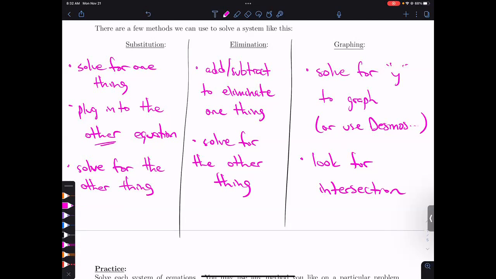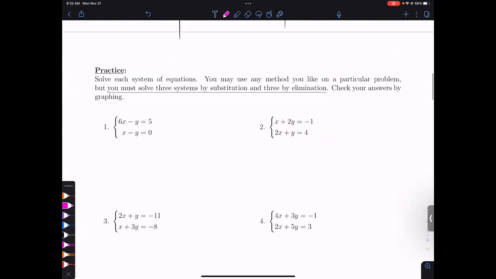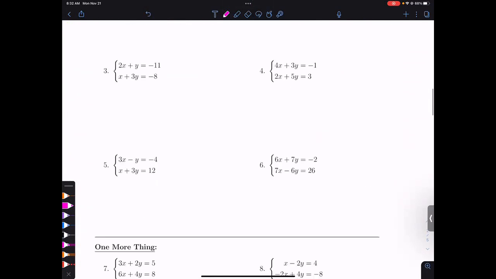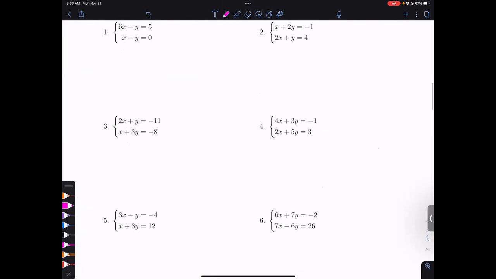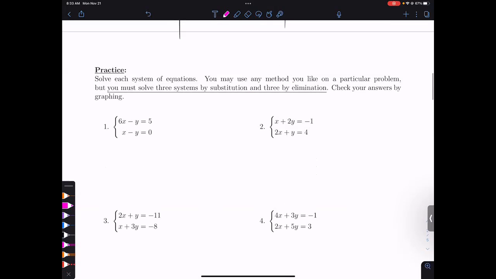Do we have any questions about anything at this point? Like how we did any of the stuff we did? Okay, so flip over to the back. Don't worry about the stuff at the bottom just yet. There are 6 problems there. In my directions, I said you can do whatever you want on a particular problem, but you need to solve 3 of them by substitution and 3 by elimination. Of course, I'm not enforcing that, right?